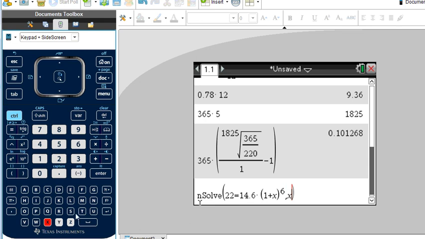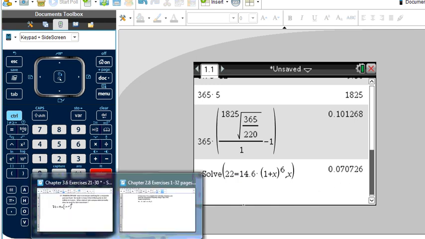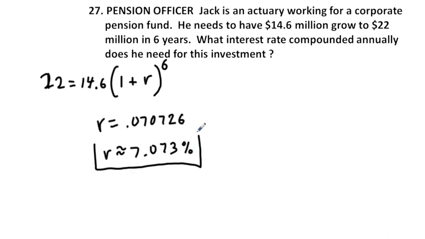and we're going to get a number here, which is 0.070726. So R is equal to 0.070726. And in percentage, we'd say R is approximately equal to 7.073%. So that would be using numerical solve. This has been particularly helpful back earlier, like problem 23.